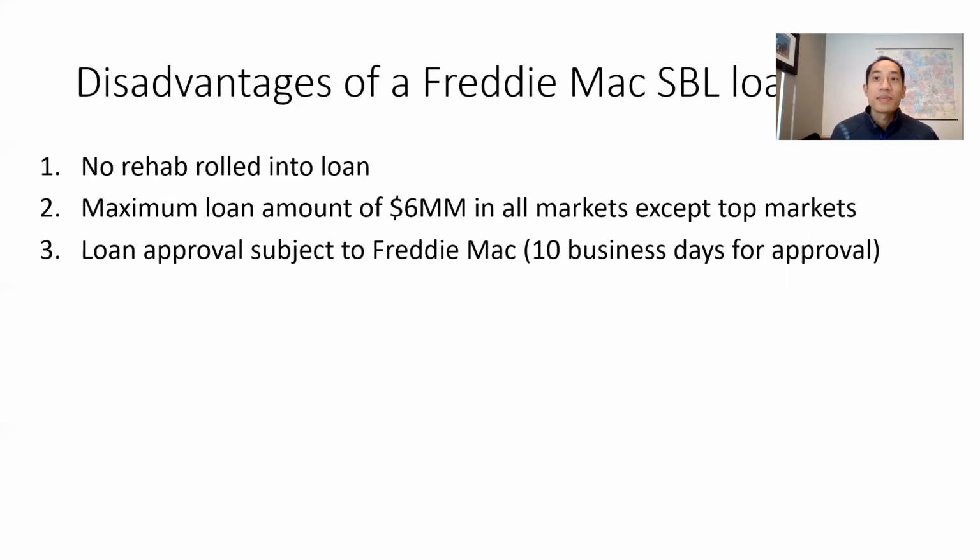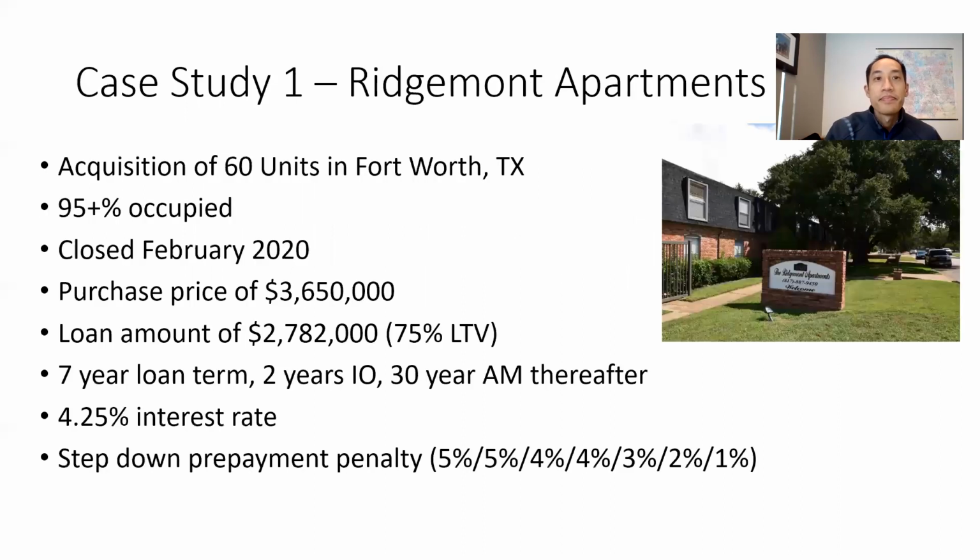So every deal must be submitted. There is no delegated underwriter. You have to submit every deal to Freddie Mac. And it can be a longer process. So it can be 10 business days for approval on a lot of these deals. And so just build that into your timeline. On a refinance, not as big of a deal, but on acquisition, for sure, build that in.